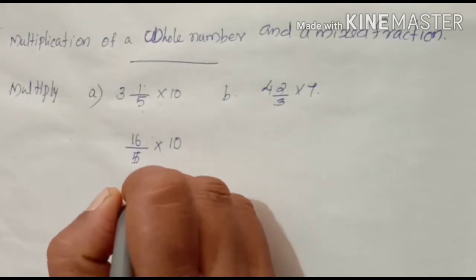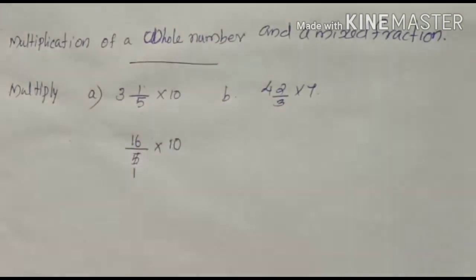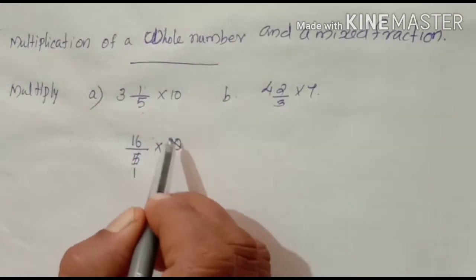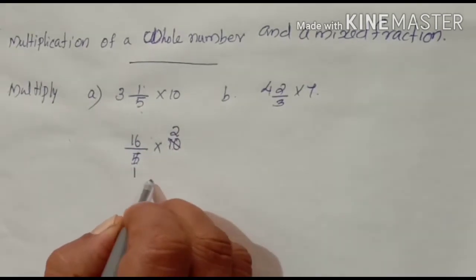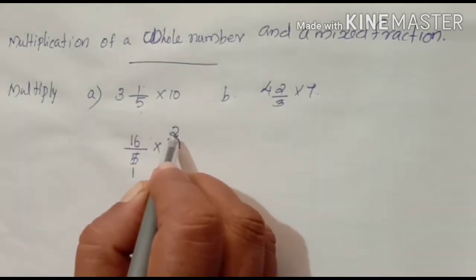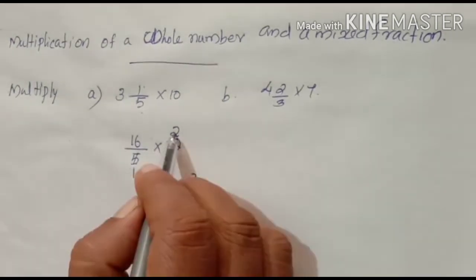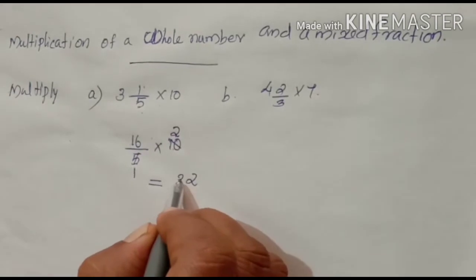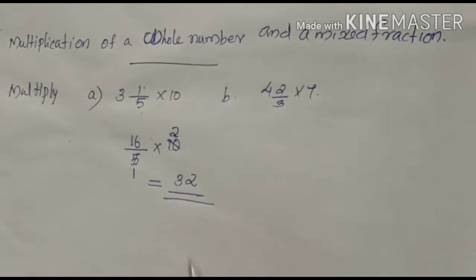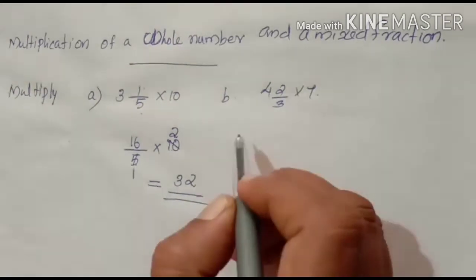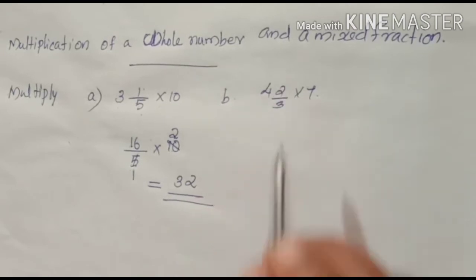In 5, how many 5s are there? 1 5 is there. In 10, how many 5s are there? 2 5s are 10. So the answer is 16 into 2. 6 2s are 12. 1 carry over. 1 2 is 2 plus 1, 3, so 32. 32 by 1 means 32 itself. Clear?